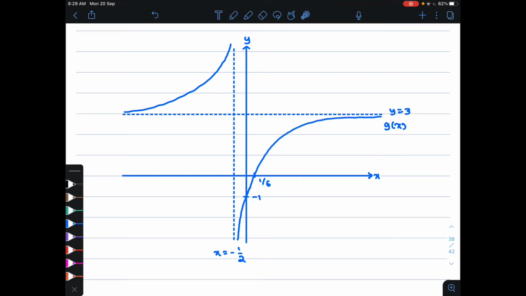And then untuk cari G inverse, kamu wajib lukis y equal to x dulu. So y equal to x is a straight line at 45 degree going upward. Label y equal to x.